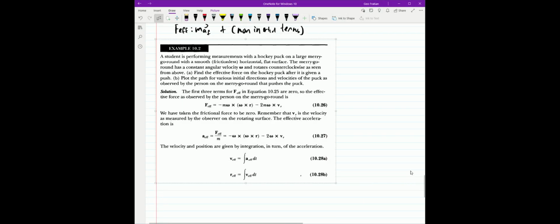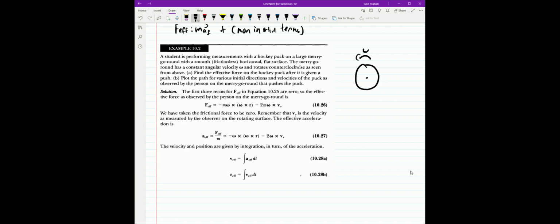A student is performing measurements with a hockey puck on a large merry-go-round with a frictionless horizontal flat surface. The merry-go-round has some omega and rotates counterclockwise as seen from above. We want to find the effective force on the hockey puck after it's given a push, and then plot the path for various initial directions and velocities of the puck as observed by the person on the merry-go-round who pushes the puck.